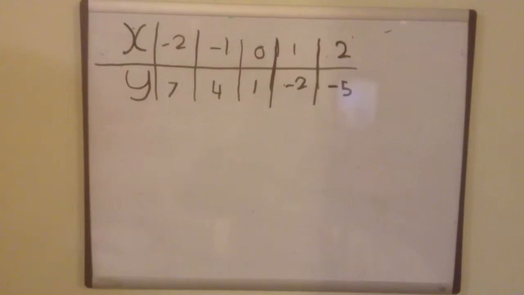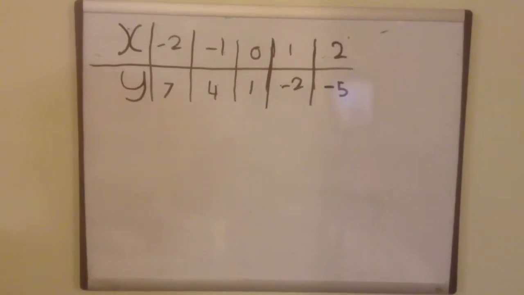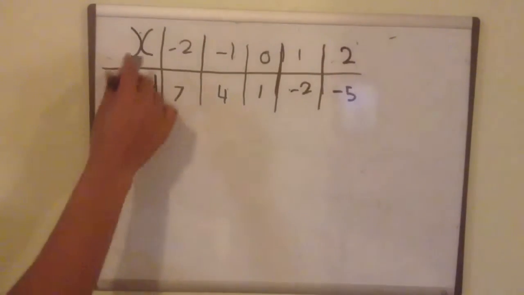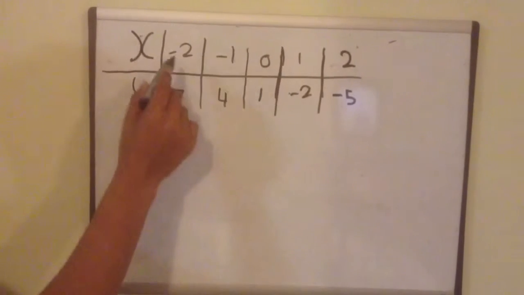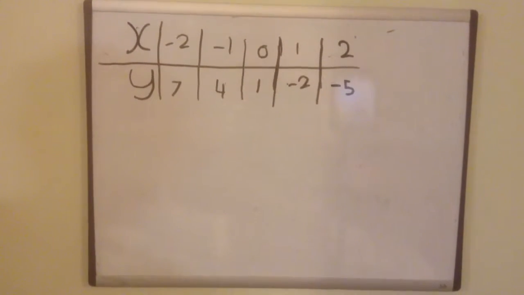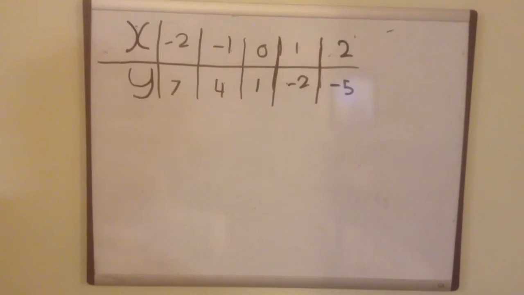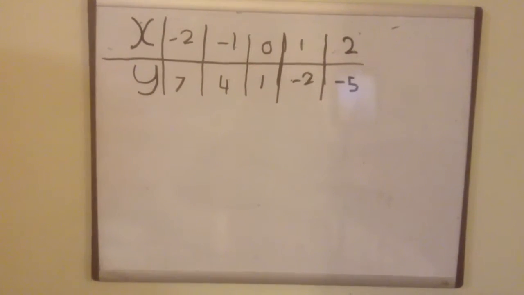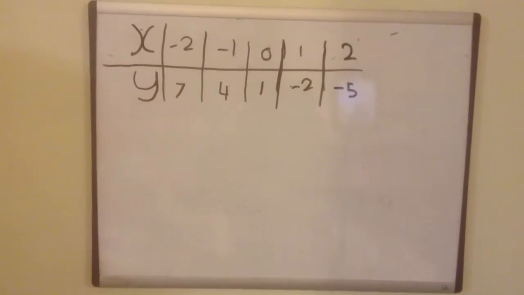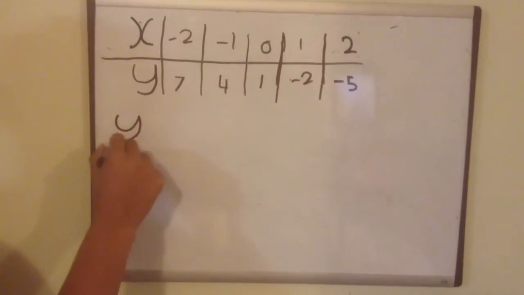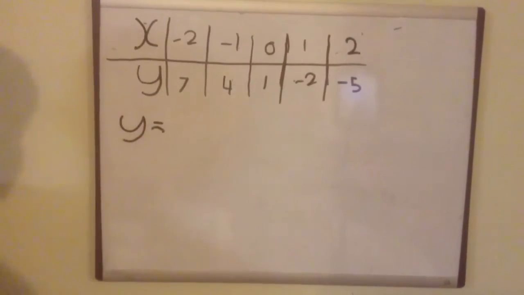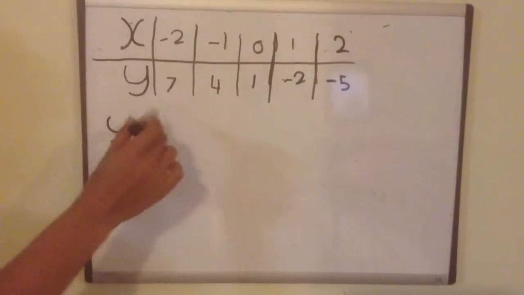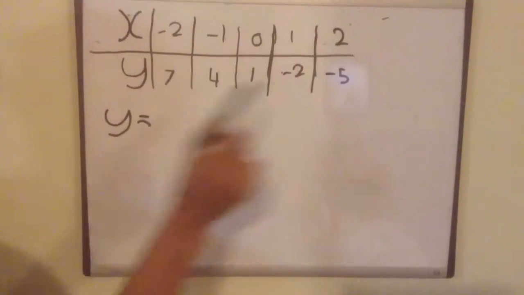Now that we've done the first linear equation, we will take a look at the next. So once again, we'll find the connection between the x and y values. Minus 2 and 7, minus 1 and 4, 0 and 1, 1 and minus 2, and 2 and minus 5. So, once again, we'll write down our equation, y equals, and before attempting anything, we'll always look if there is a pattern between any of the values.